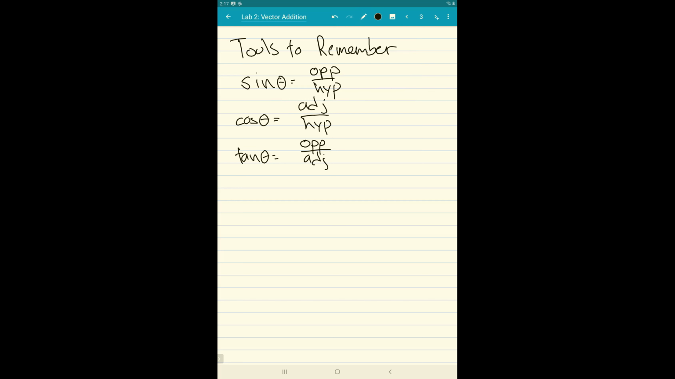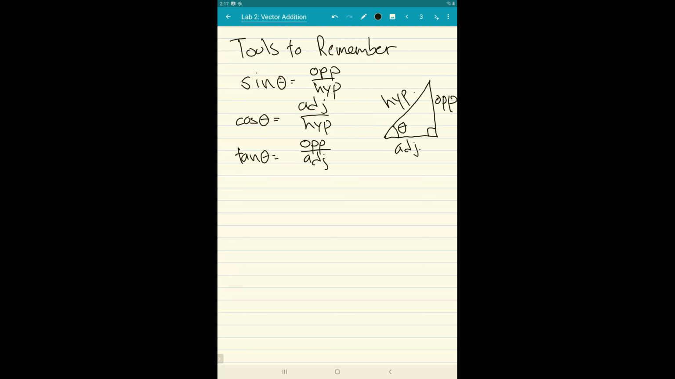Okay, what do those mean? Just in case you need a refresher. If this is our angle in this triangle here, and it's a 90-degree triangle, that's important. The opposite side would be over here, directly across from the angle. Adjacent would be down here, and then the hypotenuse is the big long one. Okay, so those are the three basic trig functions.